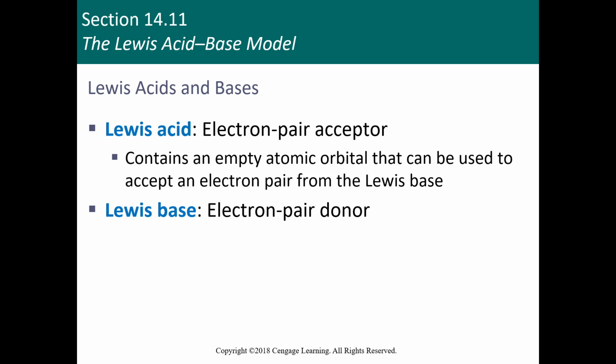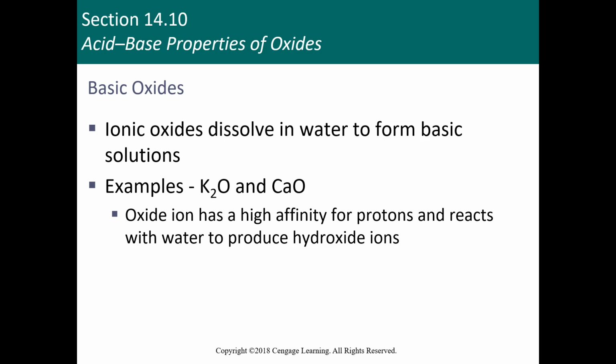So in this case, you have something positive that can accept an electron pair. This is going to contain an empty atomic orbital that can be used to accept that electron pair from your Lewis base. A Lewis base will be able to donate an electron pair. So it will have an electron pair to donate. It'll be an electron pair donor.